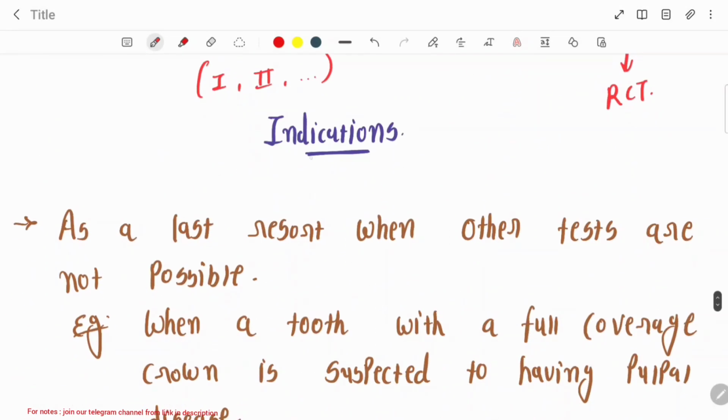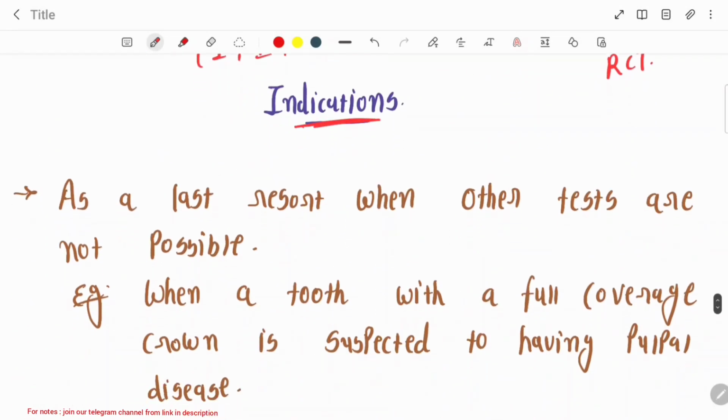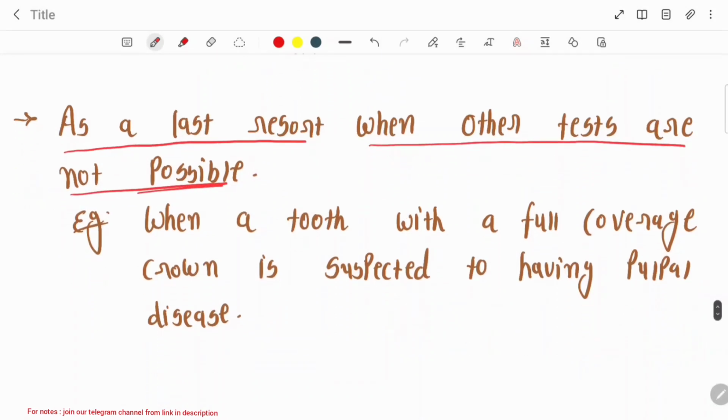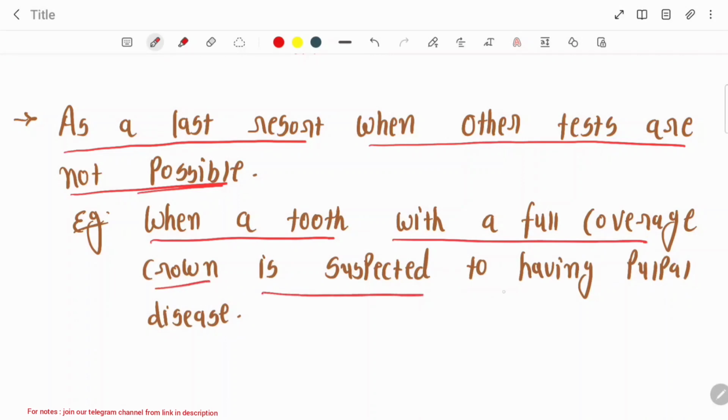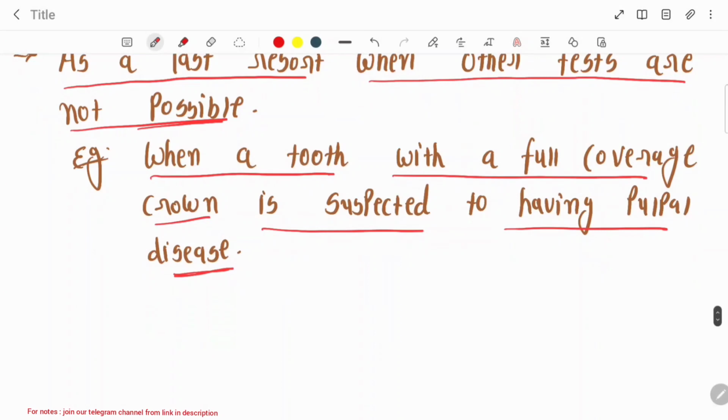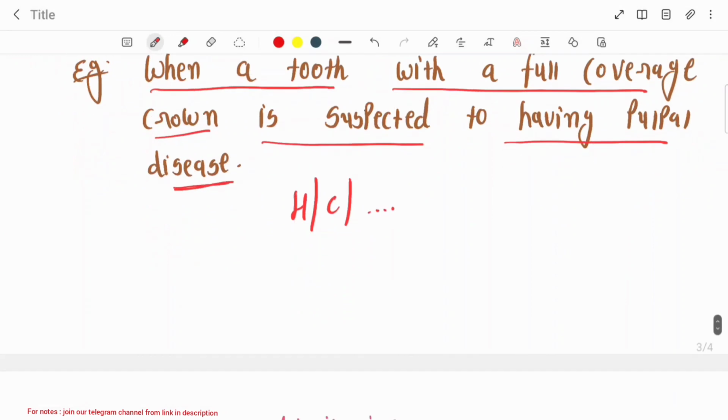Next, let's discuss the indications for using the test cavity. We use this as a last resort when other tests are not possible. For example, when a tooth with a full coverage crown is suspected of having pulpal disease. In this case, we cannot go for heat test or cold test or any other kind of test. Therefore, we have to start our test cavity in these cases.